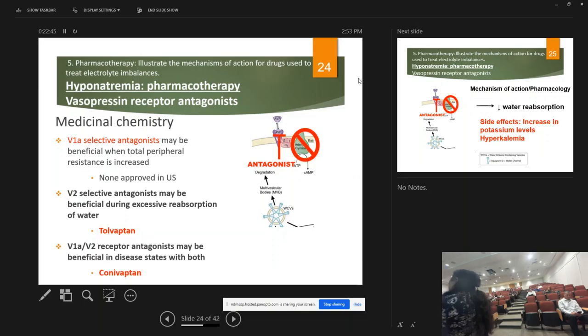So the mechanism is a blocker. It blocks this V2 or V1 receptor. Once it is bound, this signaling pathway is not going to happen. The PKA signaling pathway is going to be blocked, so there won't be any insertion. Actually, more of a degradation of the water channel happens. Not only do they not get inserted, but whatever is on the membrane gets degraded. That's how you prevent more water coming in.